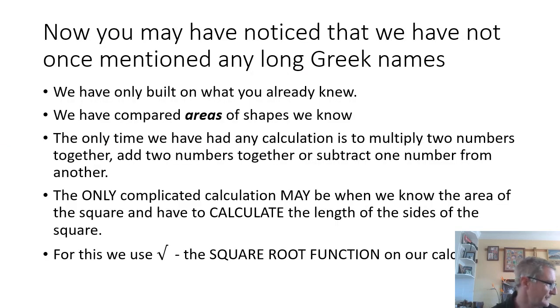Right, this just tells you that we haven't once mentioned any long Greek words. We've used the word hypotenuse, which is just saying in a right angle triangle that's the longest side. And every other calculation has been either multiplying two numbers together or a little bit of addition or subtraction.